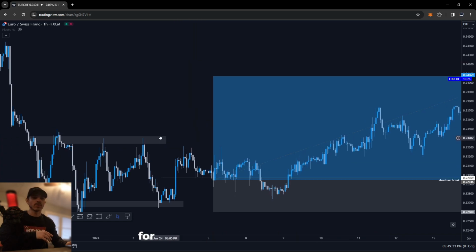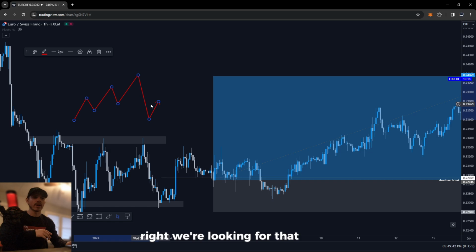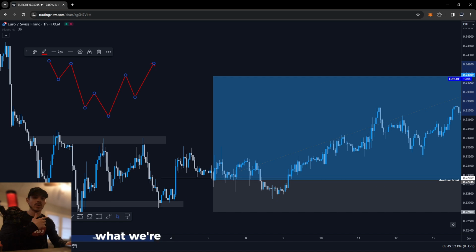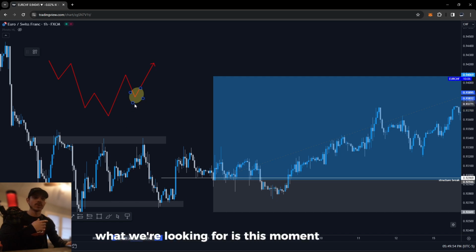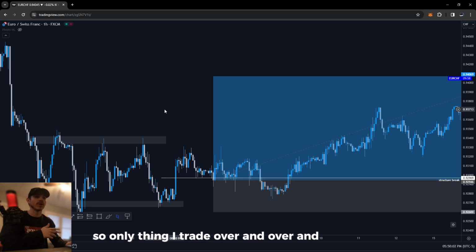So now what are we looking for? We're looking for that moment when price is doing something like this, and then we get that break, right? We're looking for that break, and that's what we get right here, except the opposite. So if that's confusing, let me just break it down this way first. Essentially what we're looking for is this moment right here, which we get exactly right here. Bread and butter. It's the only thing I trade over and over and over again.